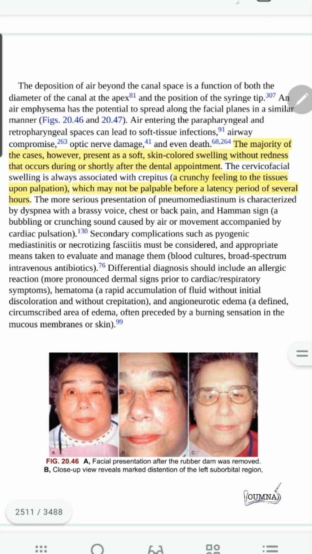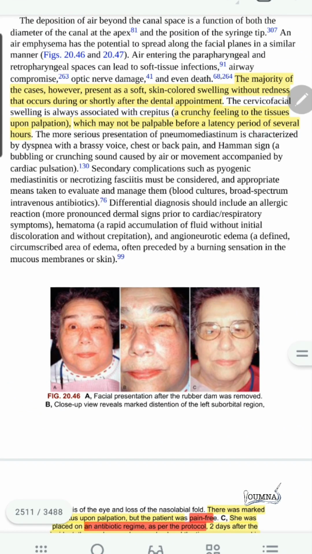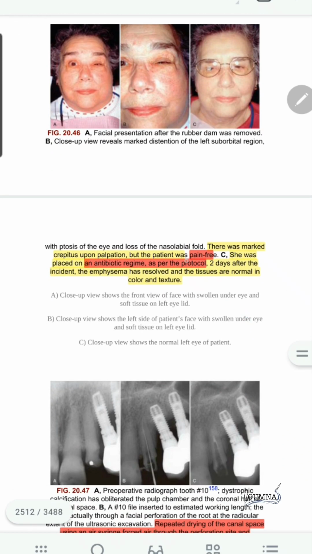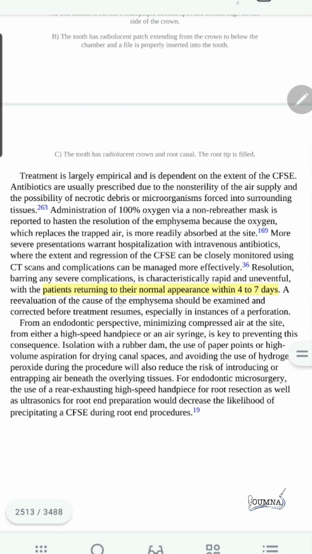It happens shortly after the dental appointment. A crunchy feeling to the tissues upon palpation is an indication of the emphysema. That is usually palpated after several hours of the accident. An antibiotic regime is prescribed, and the emphysema has resolved and the tissue has returned to a normal color and texture.